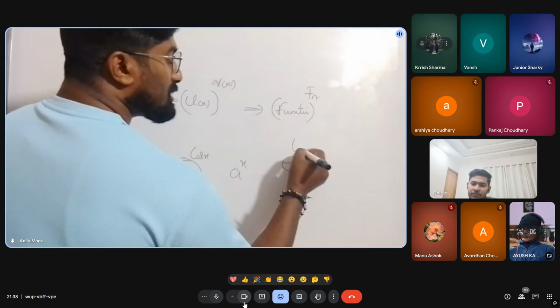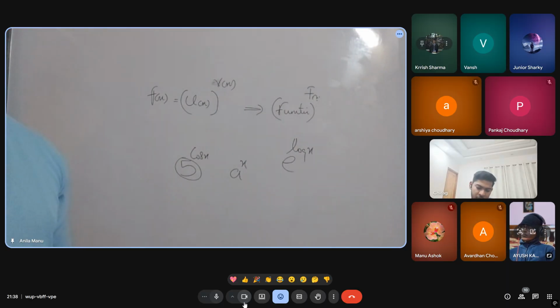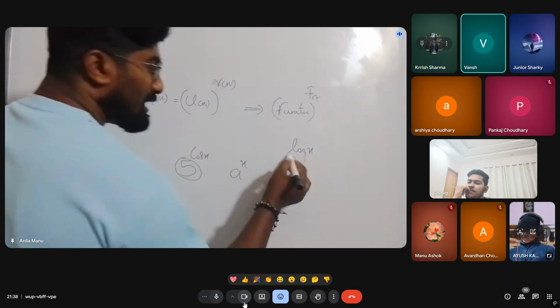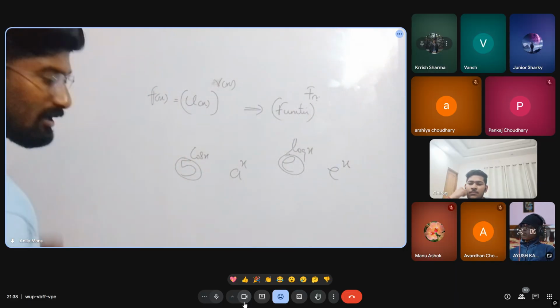Okay. So e raised to log x. Can you use logarithmic differentiation here? No, sir. E is a constant. It is of the form e raised to x. It has a property. Okay.